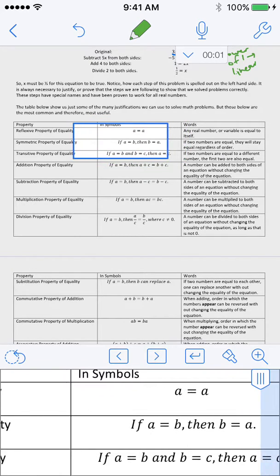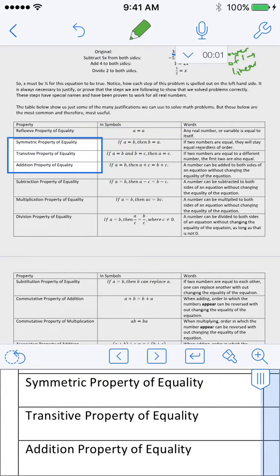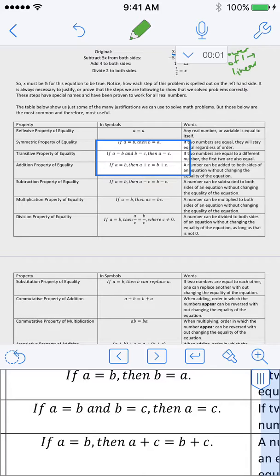The first rule is called reflexive. It says that A equals A, or 2 equals 2, or 4 equals 4. It's really not that useful of a rule, but that's what it's called, reflexive. Then you've got symmetric. That one you're going to use a lot. It says if A equals B, then B equals A.